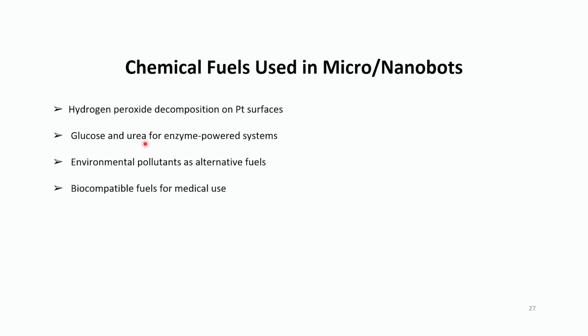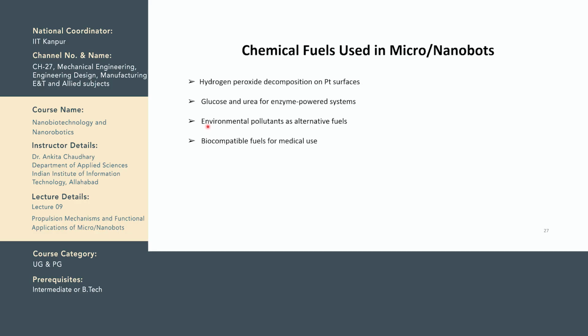Then glucose and urea act as fuel for enzyme powered systems. So that acts as a substrate or fuel. Then environmental pollutants as alternative fuels. You can also utilize environmental pollutants as alternative fuels. You are basically trying to degrade the environmental pollutant, and you're also using it as fuel for your bot to move. As long as your pollutant stays, your bot is going to move through it and also break down the same thing. So, biocompatible fuels for medical use.